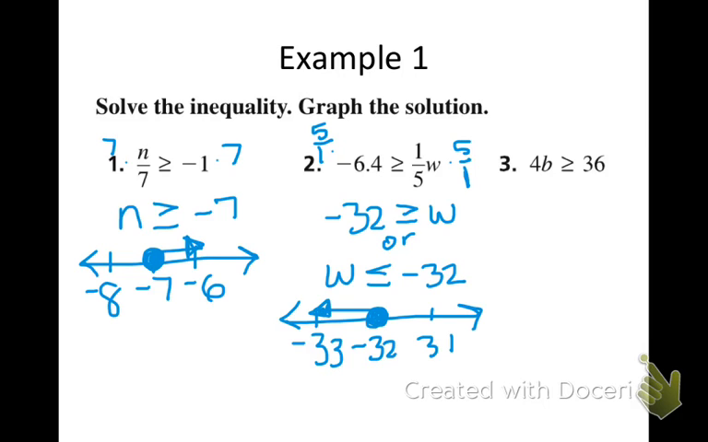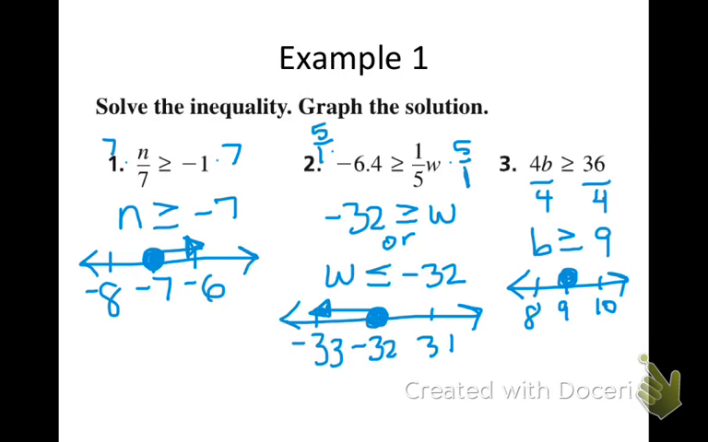For 3, we are undoing multiplication, so I am dividing both sides by 4. Notice that it is a positive 4. So b will be greater than or equal to 9. And it's a closed circle, and it'll point right.